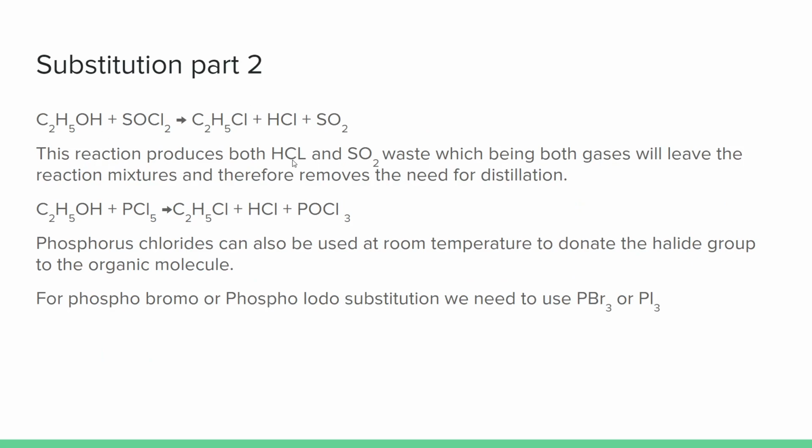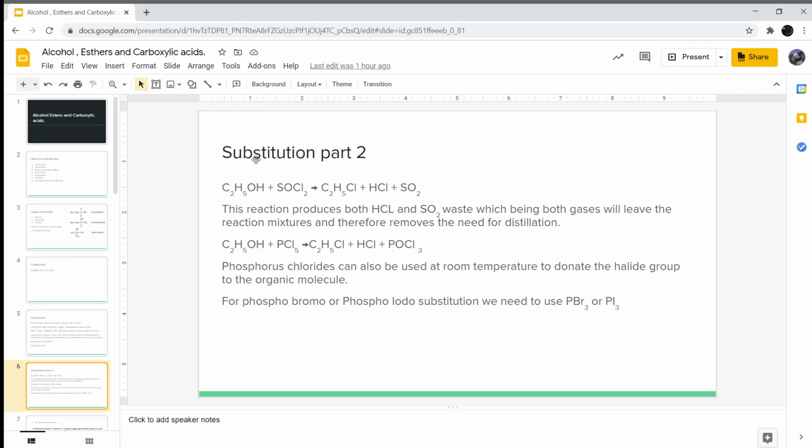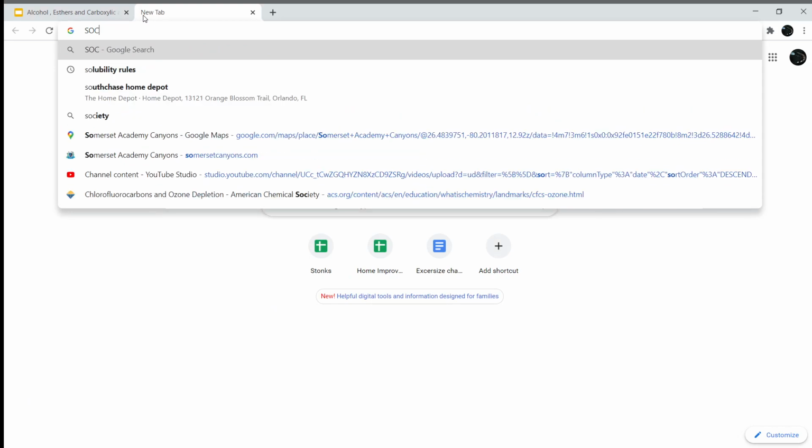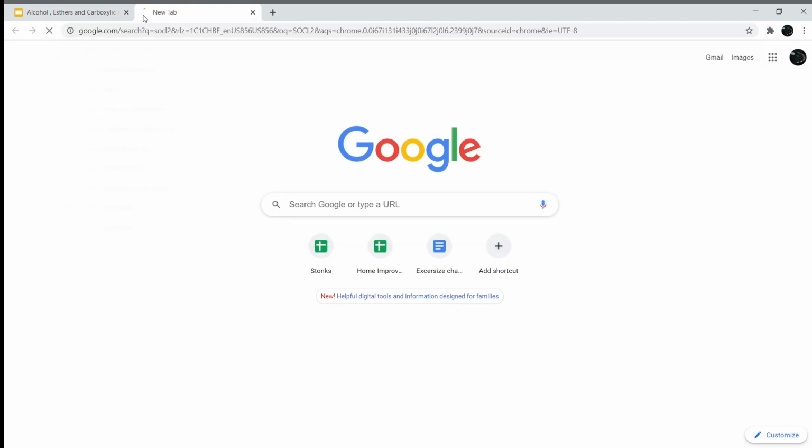The next reaction that we can use to do a substitution is to use this compound right here. Okay, and this compound, I completely forgot what it is called. So 1 second here, SOCl2.